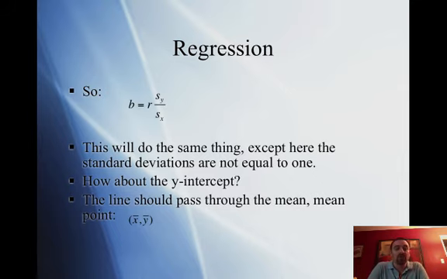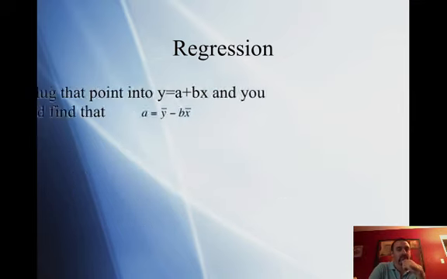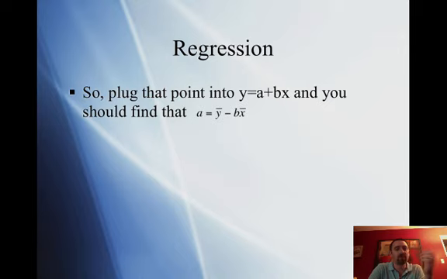So the y-intercept, like we said, is that the line should pass through that mean point. If it's really some kind of average line, then the regression line should go through the point x bar, y bar. And that's what we have. So we plug that into our formula and we find that a, the y-intercept, is equal to y bar minus b x bar. And again, the slope is given by r times s sub y over s sub x.